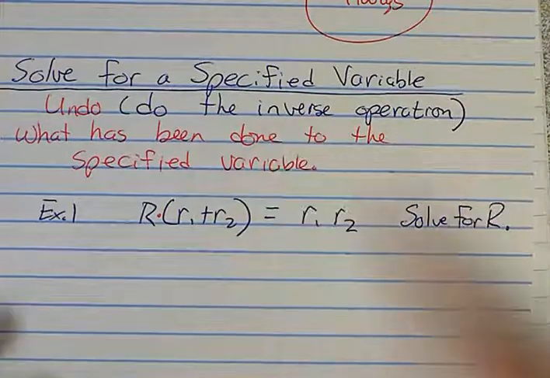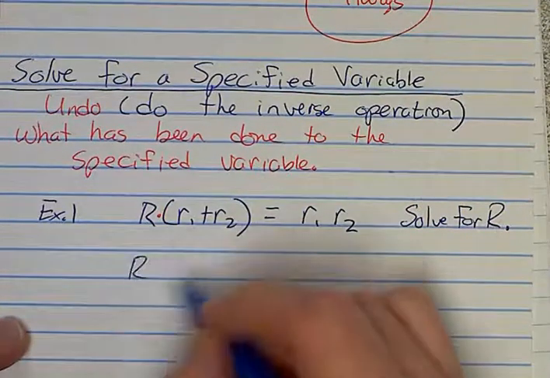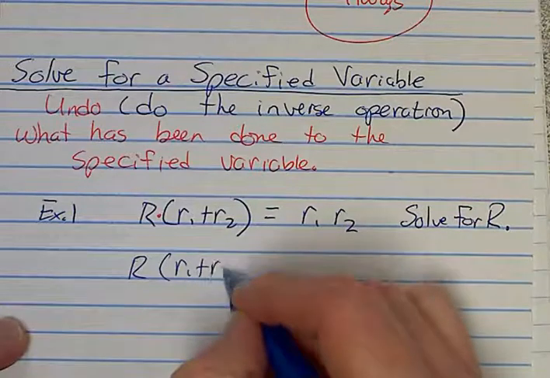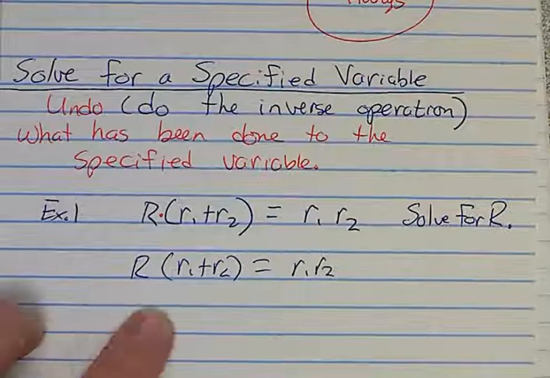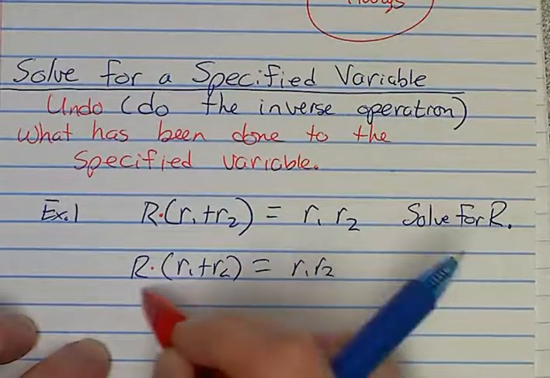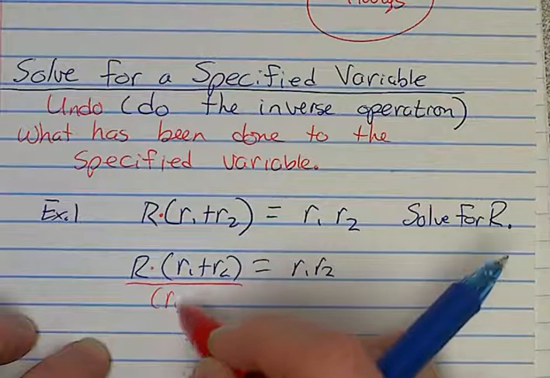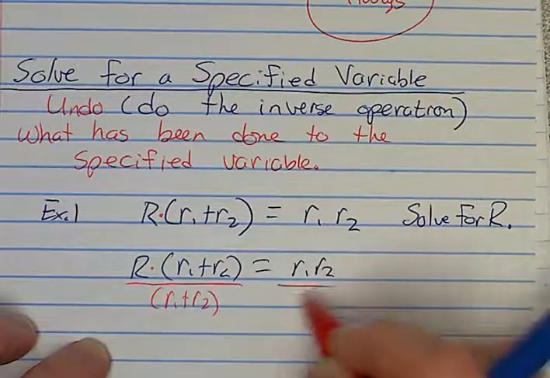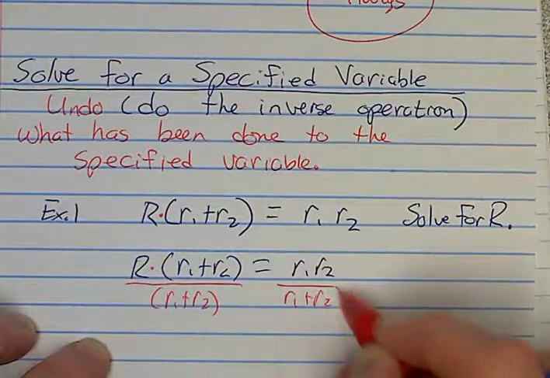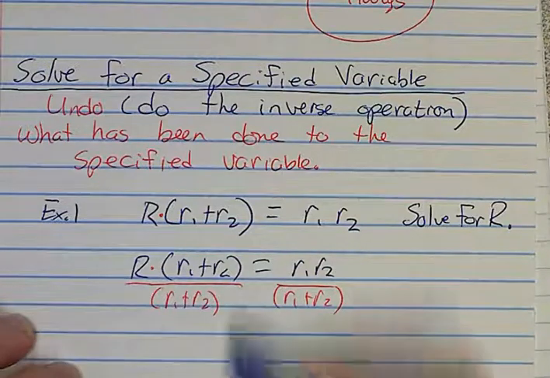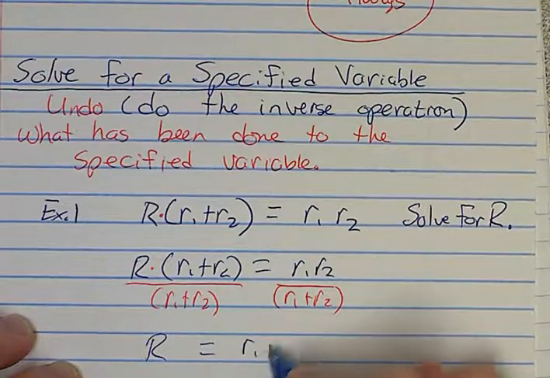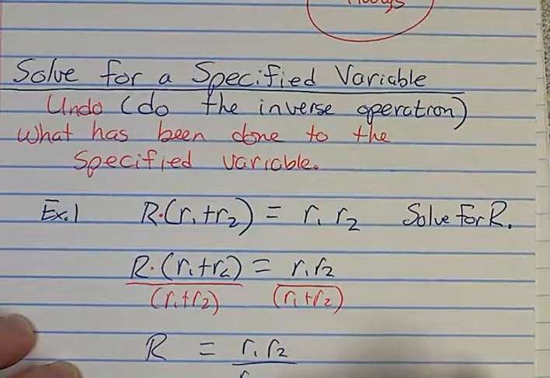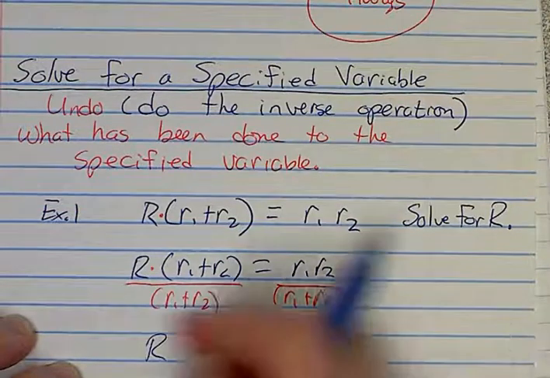Just dividing, right? So all you're going to do is take this equation that we've got to start with. And since it's R times this thing, to make it work out, we're just going to divide by that thing. That cancels out. Got the capital R. And there's your answer.